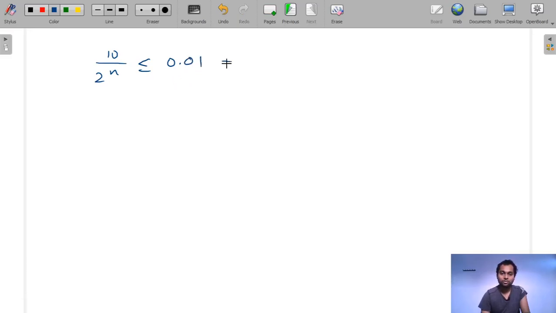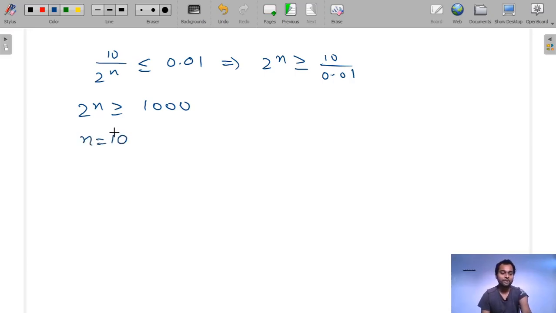So now we will take this 2 to the power n that side, that will be greater than or equal to 10 divided by 0.01. So 2 to the power n is greater than or equal to 1000. So what will be the n value? So n will be here 10. Okay, so for n is equal to 10, 2 to the power 10 is 1024.